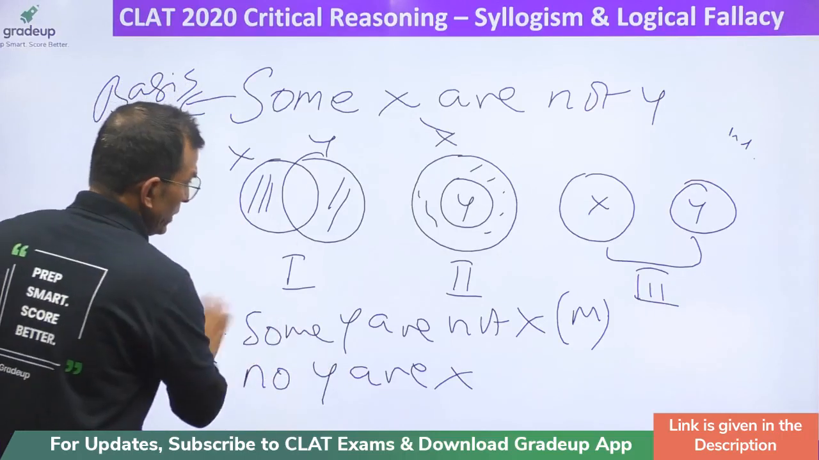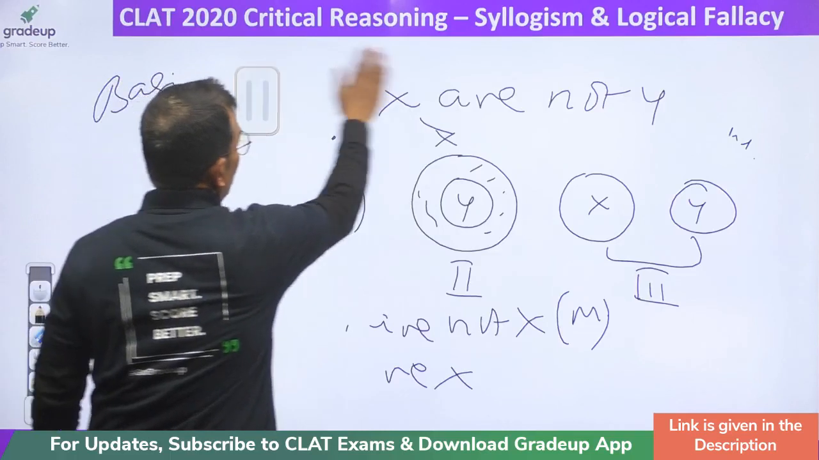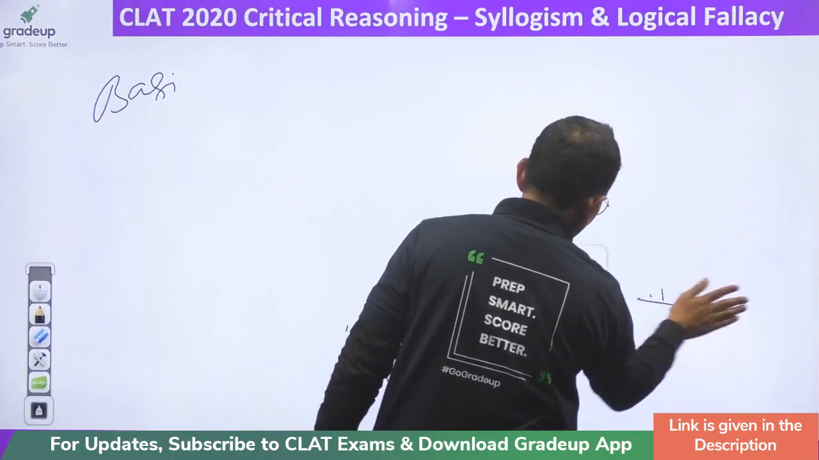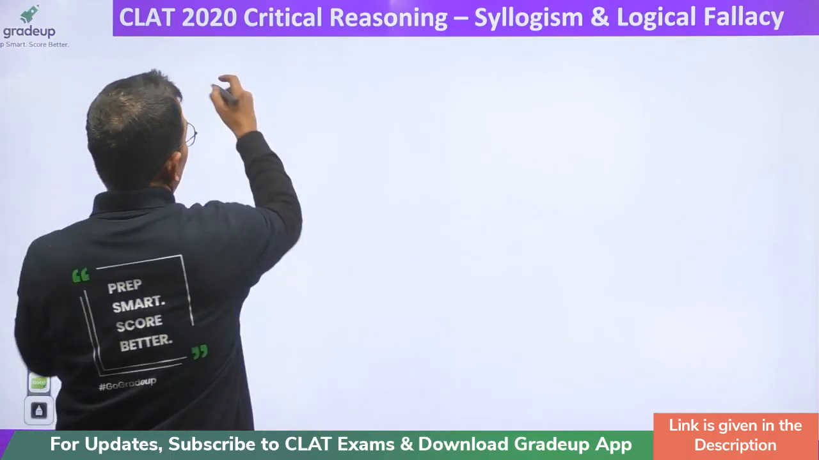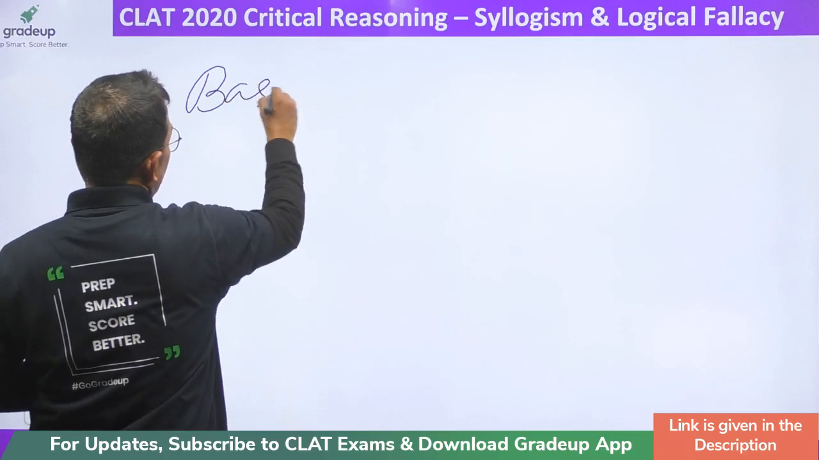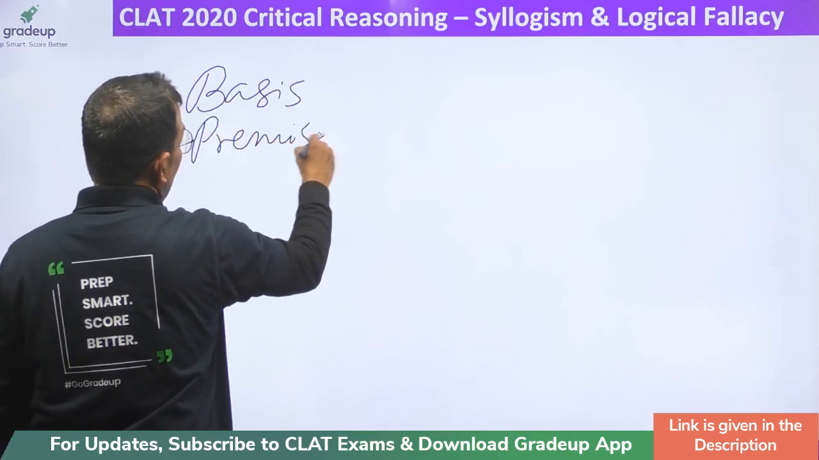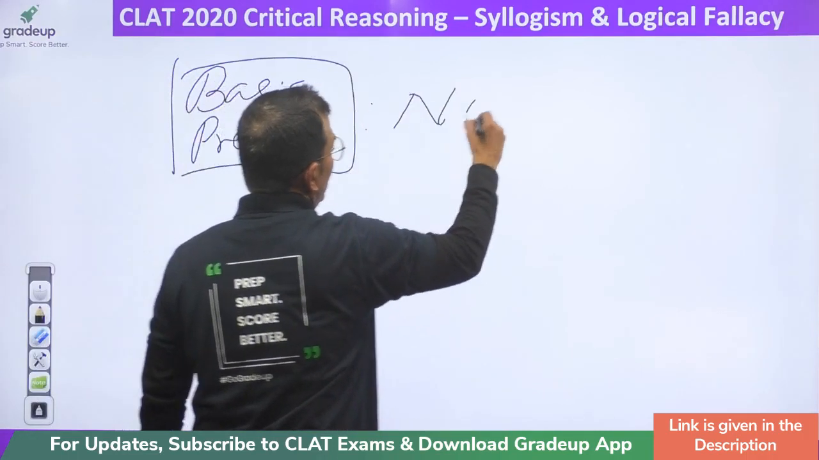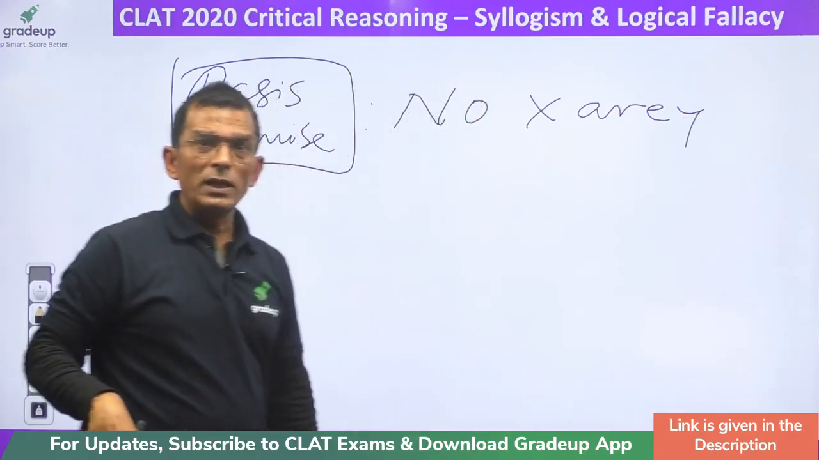Okay, then this is one. And then we go to the last statement. I said there are 4 statements. We have covered 3. Let's come to the last statement, which is the last basis, or we call this premise. If you remember from the first class, I told you that premises are the basis. And here I say no X are Y.